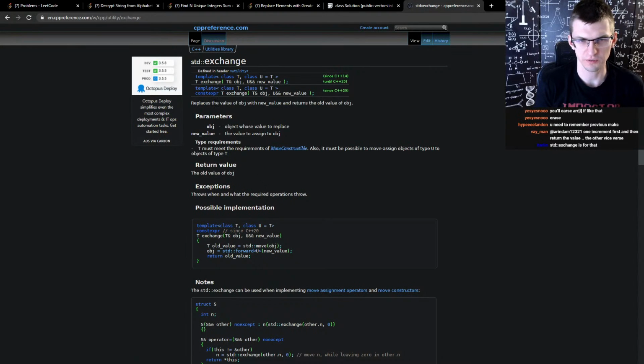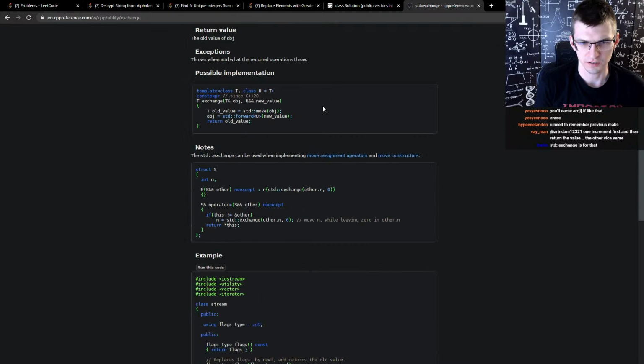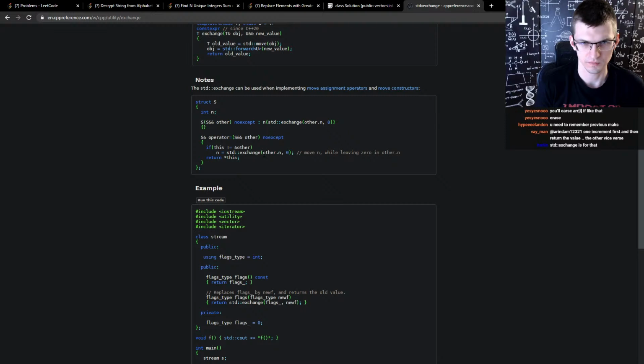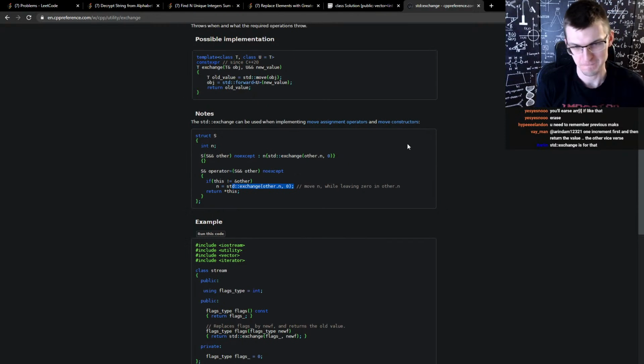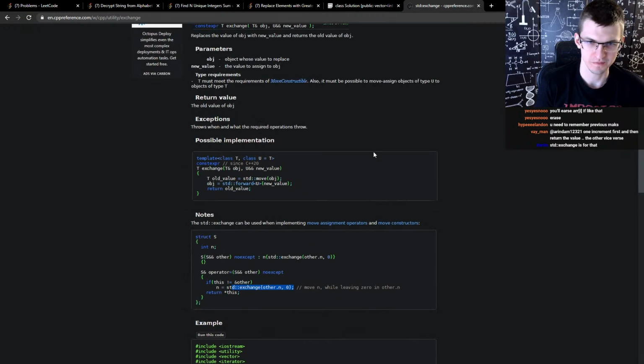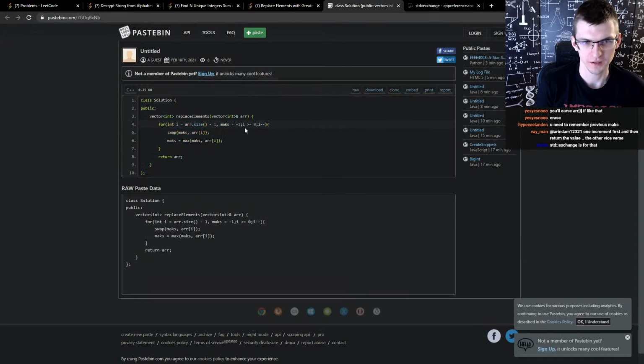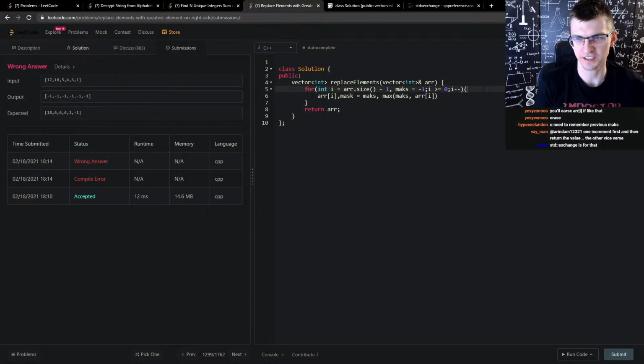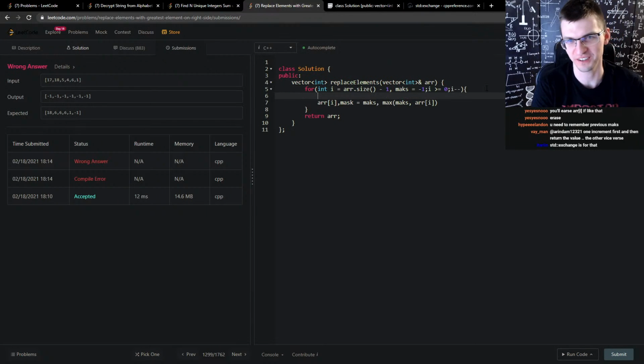It replaces the value of object with new value and returns the old value of object. I see. So let's actually try this. I will not use it anymore in the future. I will forget about it immediately. I will maybe remember the existence, but I'm not going to use it.